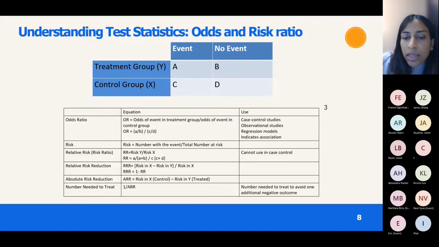And this is an important one because it's similar to absolute risk reduction, which is risk in control minus risk in treated. And that is how we calculate number needed to treat, which is just 1 over absolute risk reduction.